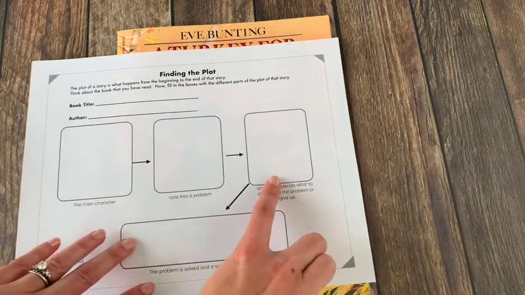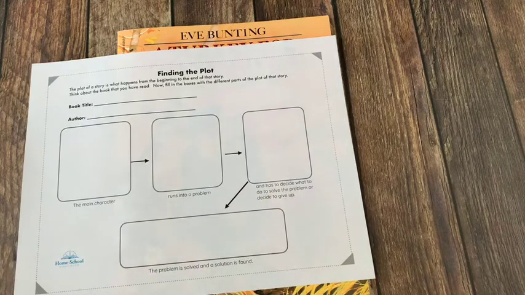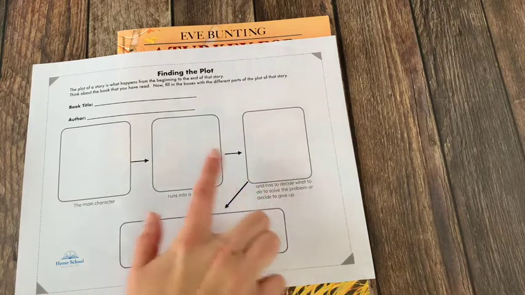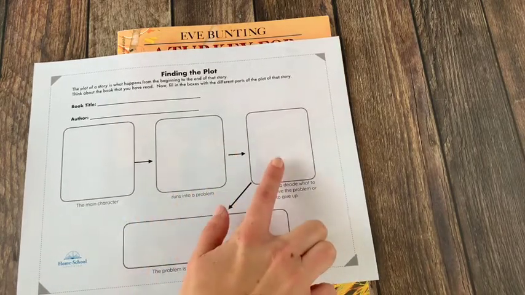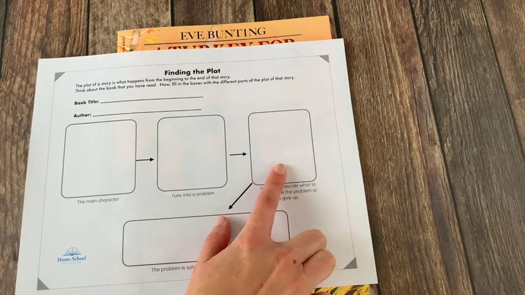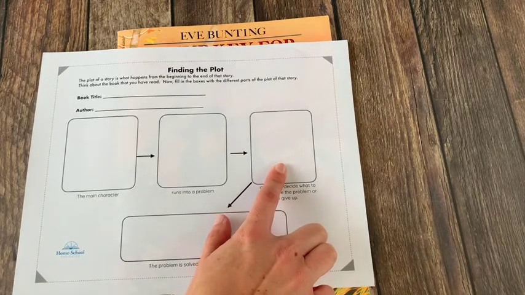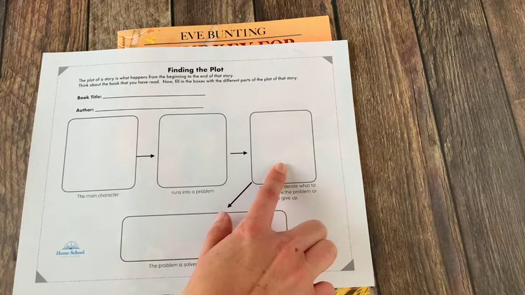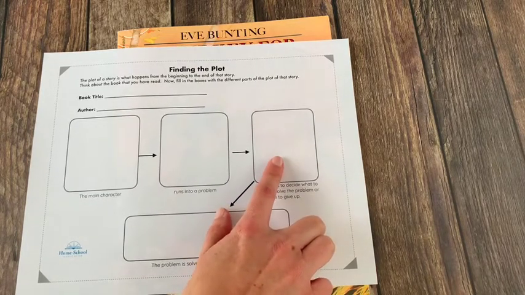And then over here, we're asked to decide what to do to solve that problem, or did they decide to give up? So here's the problem. In this box, we're asked to think of what did they do about that problem? Did they do something about it? Or did they just give up? That's going to be written in this box.